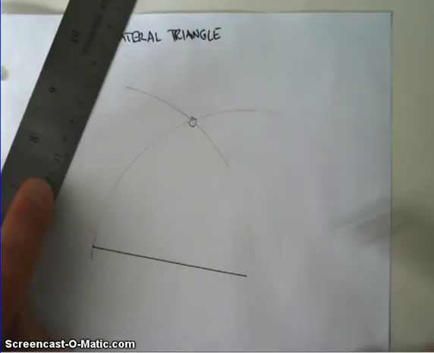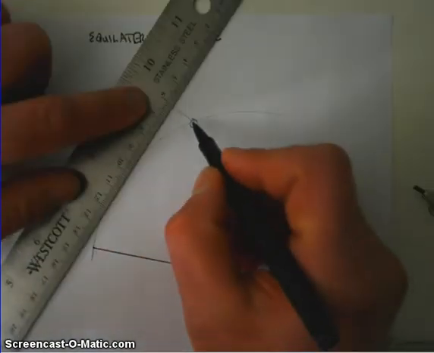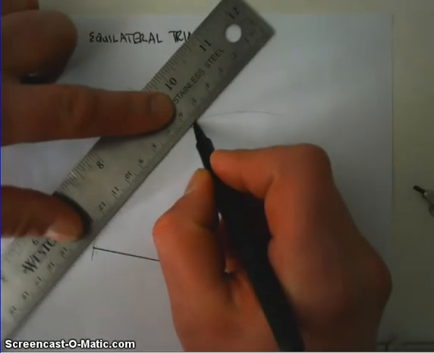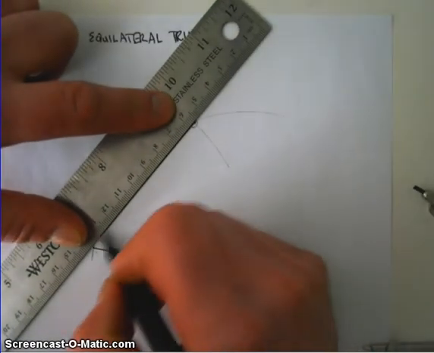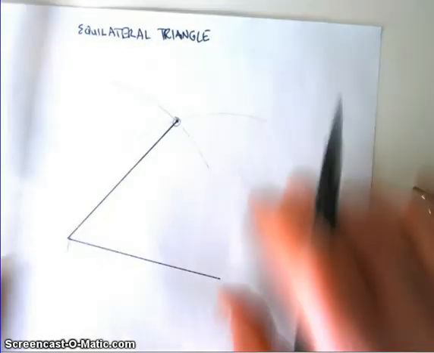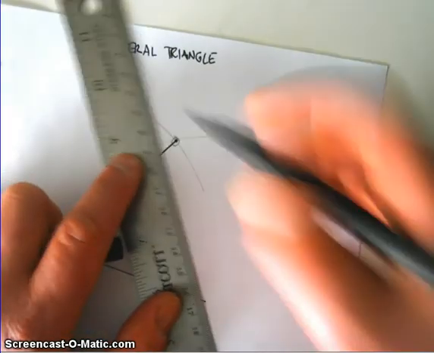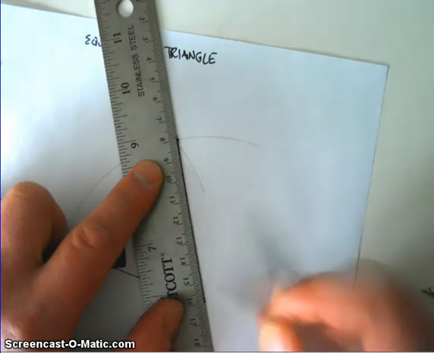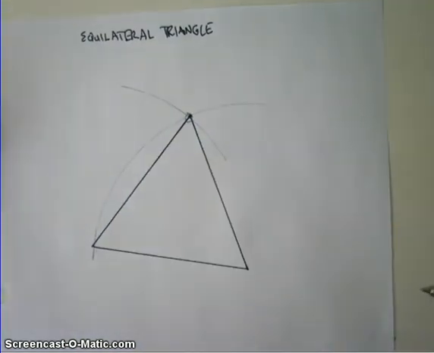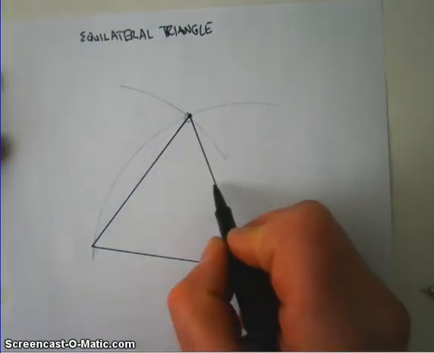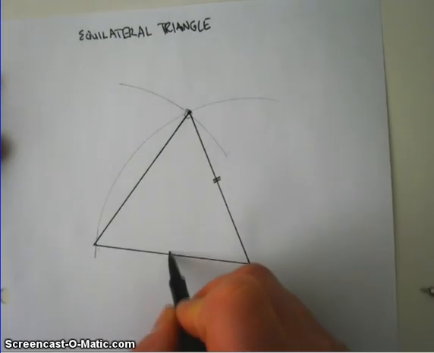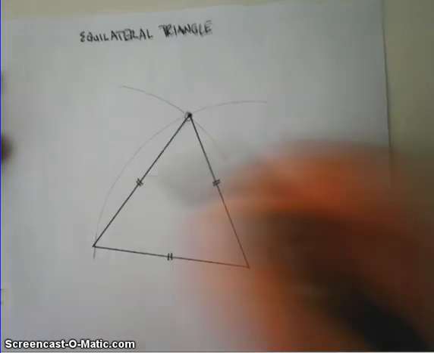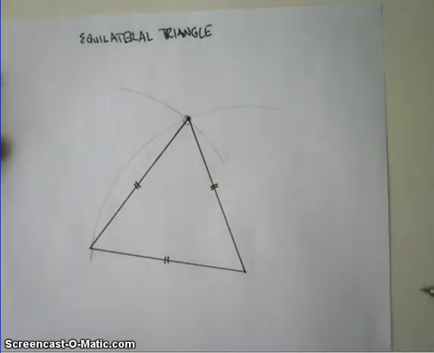So you're going to start out at the intersection point, and you're going to go from the intersection point to one of your original endpoints, and then you can go from the intersection point to the other endpoint, and now you should have an equilateral triangle. So if you want to use tick marks to show that the three sides are congruent and that it is an equilateral triangle, you may.